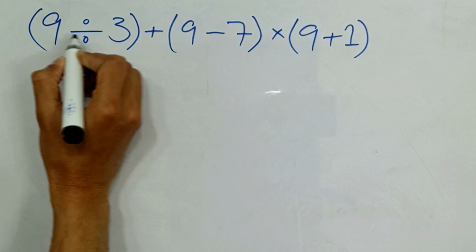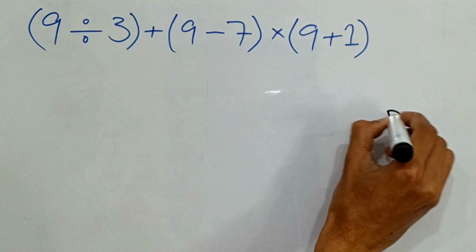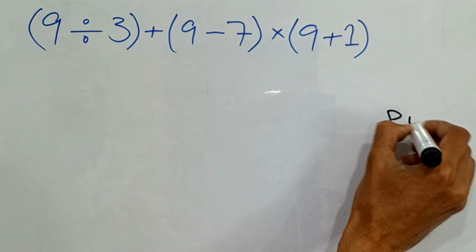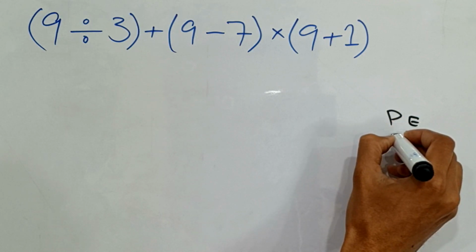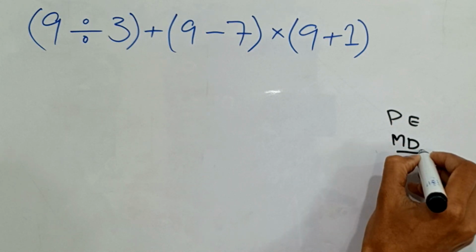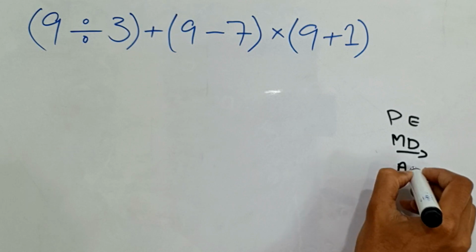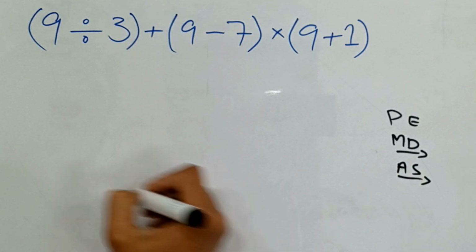We use the PEMDAS rule. Parentheses, then exponents, then multiplication and division, left to right, then addition and subtraction, left to right.